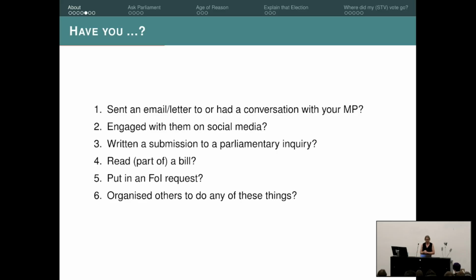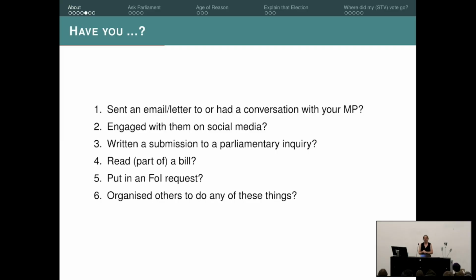Put up your hand if you've written or co-written a submission to a parliamentary inquiry. Quite a few people. Okay, very good. Have you read a bill or part of a bill? Lots of people. And again, I think all this proves is that this is a bit of an odd crowd, but I think we'll just roll with it.